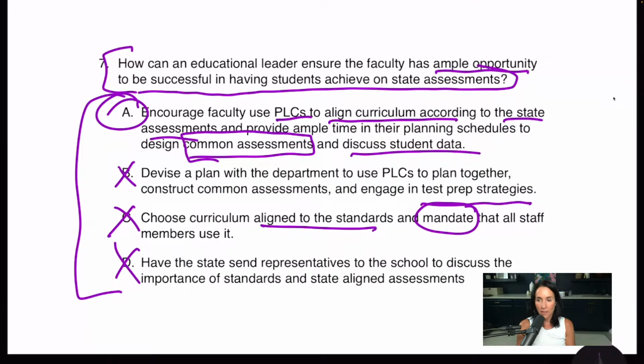Now, again, you might be inclined to go to test prep, but A's got all the good stuff. We got PLCs, aligning curriculum, using common assessments, and discussing data. That is the best way.